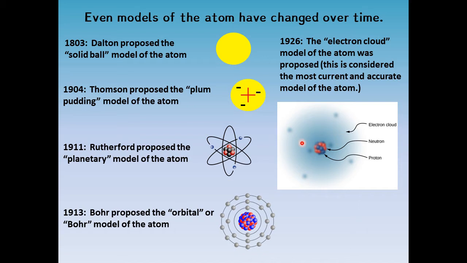But then the outer part of it is more of an electron cloud. The electrons aren't necessarily in orbits, but they're just sort of randomly circling the nucleus with more electrons closer to the nucleus. And then as you get further away, there's fewer and fewer electrons to be found.